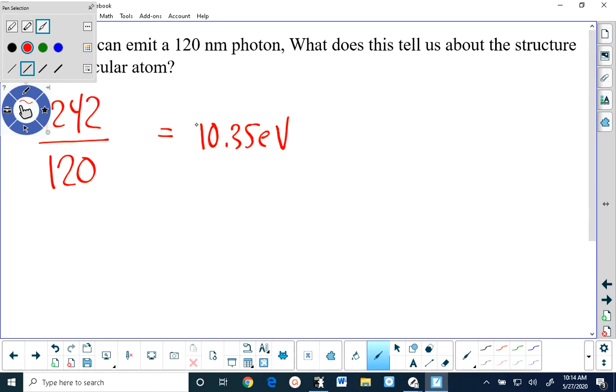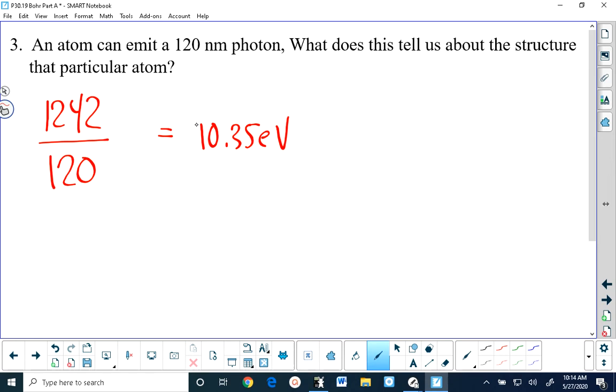So I'm not going to write down the answer to this question. I will just tell you what that tells us about the structure of the atom is that there are two energy levels within the atom that are 10.35 electron volts apart. I don't know anything else about the atomic structure. Those two energy levels could be the 2nd and the 11th, or the 1st and the 3rd. But what we do know is there are two energy levels that are exactly that far apart, because if there weren't, that photon would never be emitted by the atom, because the photon energy has to exactly equal the change in energy of the electron within the atom.